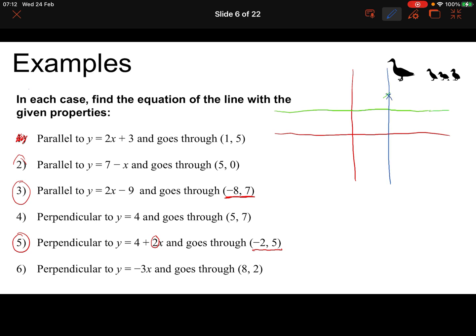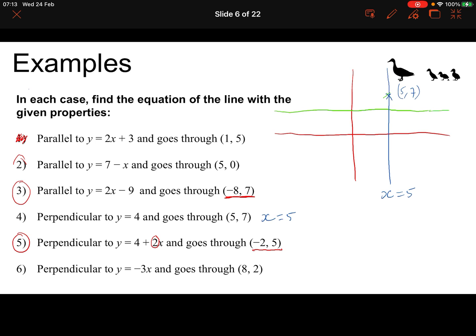Okay? And it's passing through 5, 7. Well, what is the equation of this blue line? It must simply be x equals 5. Okay? So x equals 5 is perpendicular to y equals 4 and will pass through the point 5, 7. It will pass through the point 5 anything, because that's the whole idea of those vertical lines. Okay, so I hope that makes sense.